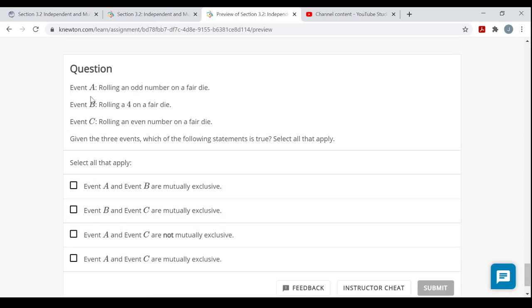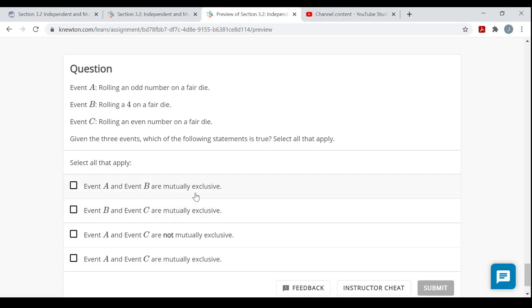All right, so here we got all this about a fair 6-sided die. Event A is rolling an odd number, so 1, 3, 5. Event B is rolling a 4, so just the set with the number 4 in it. And event C is rolling an even number on a fair die, so 2, 4, or 6. Given the 3 events, which of the following statements is true? Select all that apply, so more than one of these might be true.